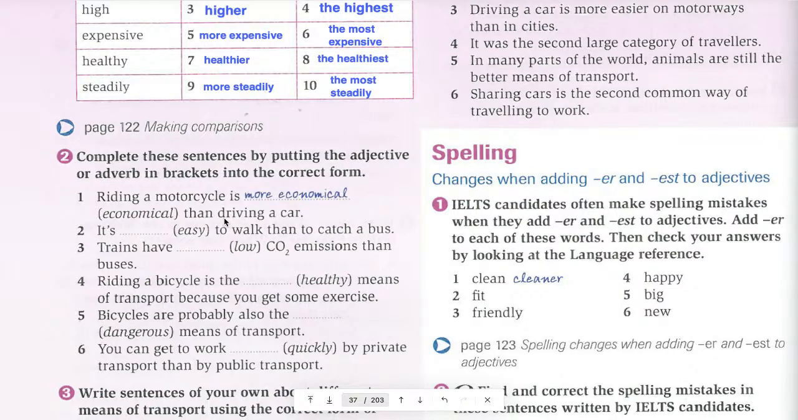You understand that? What does that mean? Economical? What does that mean? Can someone explain that? That means that you don't waste too much money on something. Okay? When I say that riding a motorcycle is more economical than driving a car, that means driving a motorcycle is kind of cheaper than driving a car. That means you don't have to spend too much money on that compared with driving a car, right?